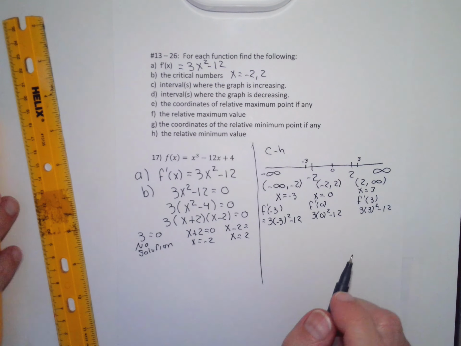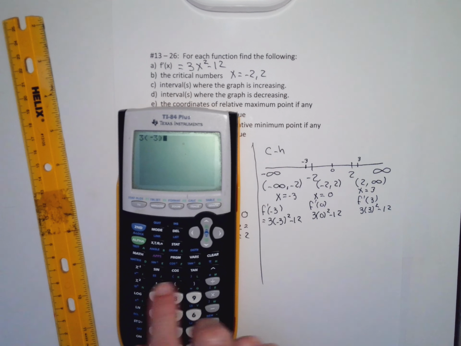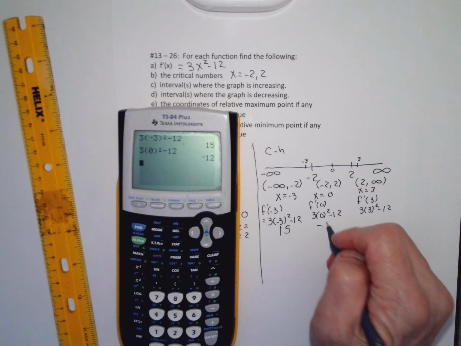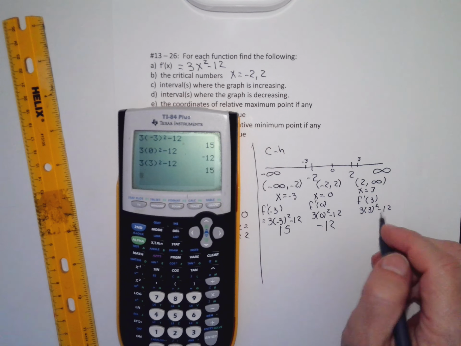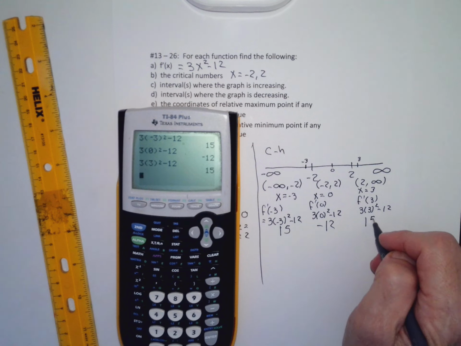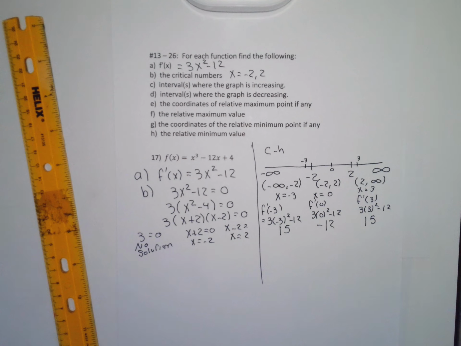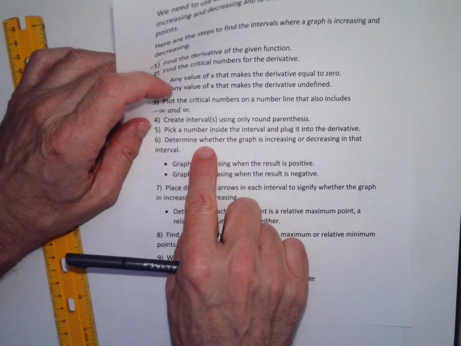That's calculator worthy, so let me try this. So first, 3 times -3 squared minus 12, I get 15. 3 times 0 squared minus 12, I get -12. And then 3 times 3 squared minus 12, I get 15. I often get duplicates in these values because of the way I pick the points being equidistant from the critical number. So I've plotted the values in, and now I can decide whether the graph is increasing or decreasing.